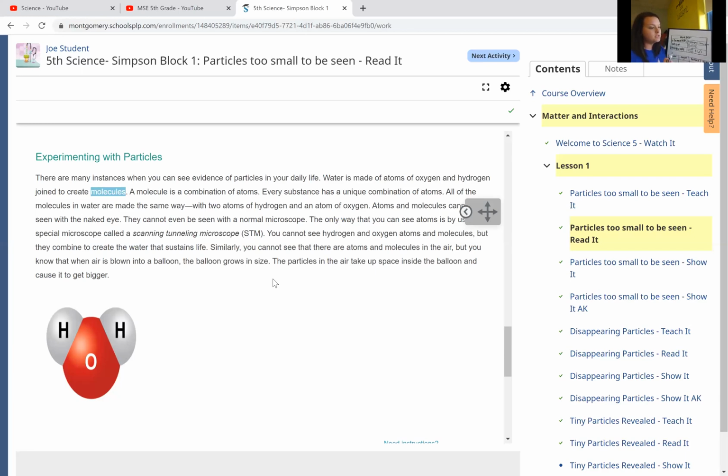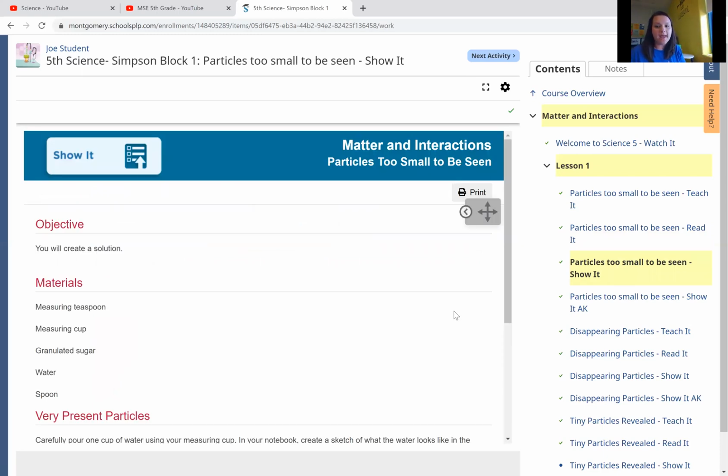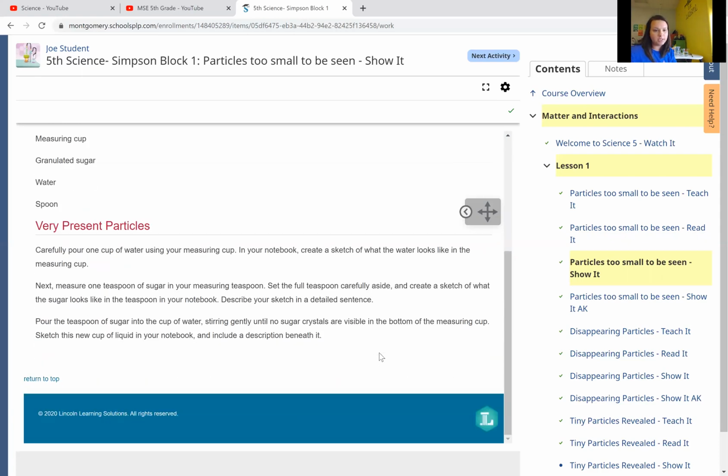All right. So next, when you go down to the show it section, it is asking you to gather these materials. A measuring teaspoon. I actually have a tablespoon, which will do the same thing. A measuring cup. Sugar. I keep my sugar in this bin. Water, which is inside, and a spoon. When we read these directions, it tells me to carefully pour 1 cup of water using your measuring cup. I've already done that. There is 1 cup of water in this measuring cup.